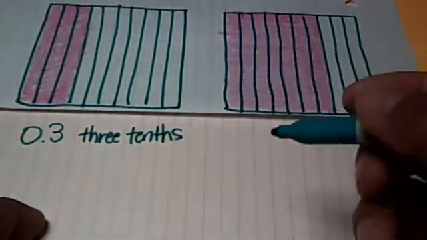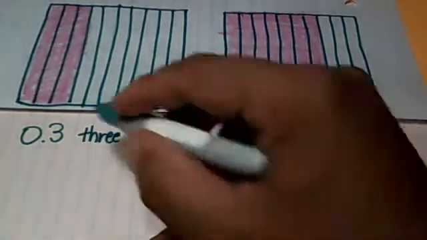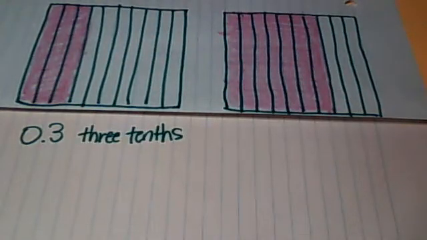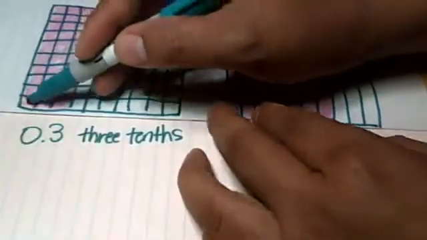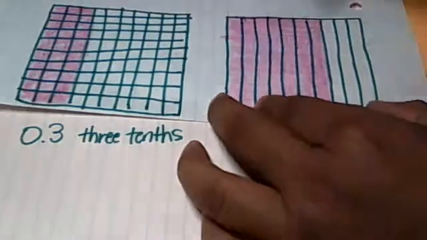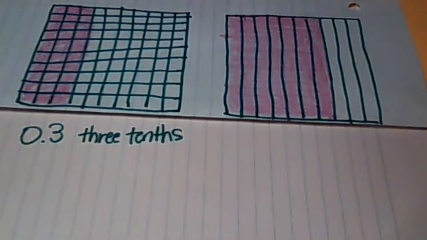Dijimos que estas eran 3 décimas. We said, well, let's finish this one first. Now, to make hundredths, para hacer centésimas, tenemos que hacer 10 líneas para hacer 10 cubitos. So we'll start by making 10 lines. 9 lines makes 10 cubes. 3, 4, 5, 6, 7, 8, and 9. Now we should have 1, 2, 3, 4, 5, 6, 7, 8, 9, 10. So ahí tenemos 10 cubos pequeños.